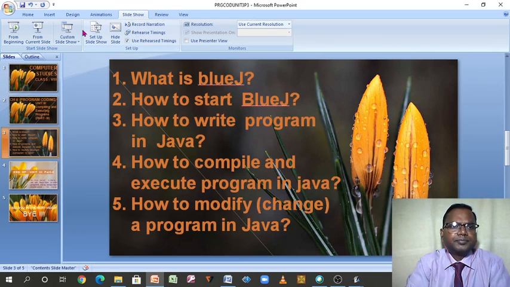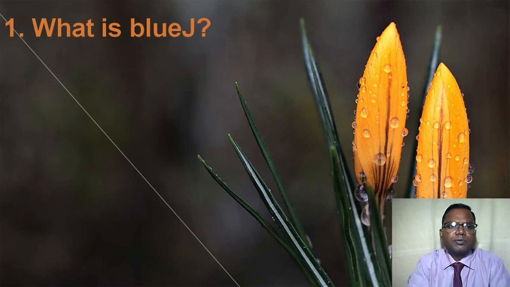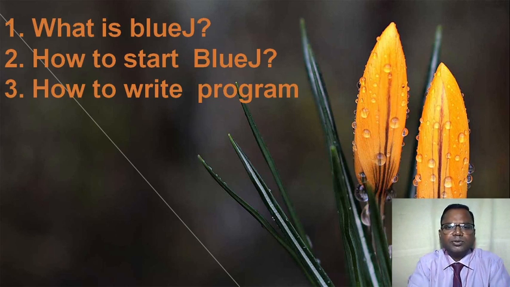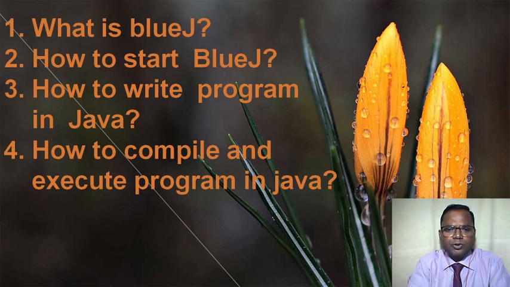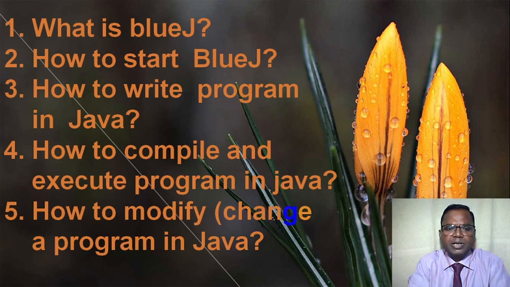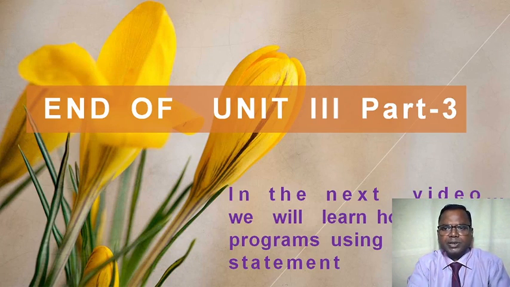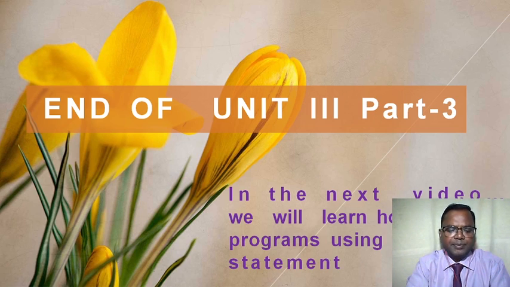And so what we have seen today, that what is BlueJ, how to start BlueJ, how to write program in Java, how to compile and execute program in Java, and how to modify or change a program in Java. So with this we come to the end of this unit 3 part 3. In the next video we will learn how to write programs using assignment statement in Java.